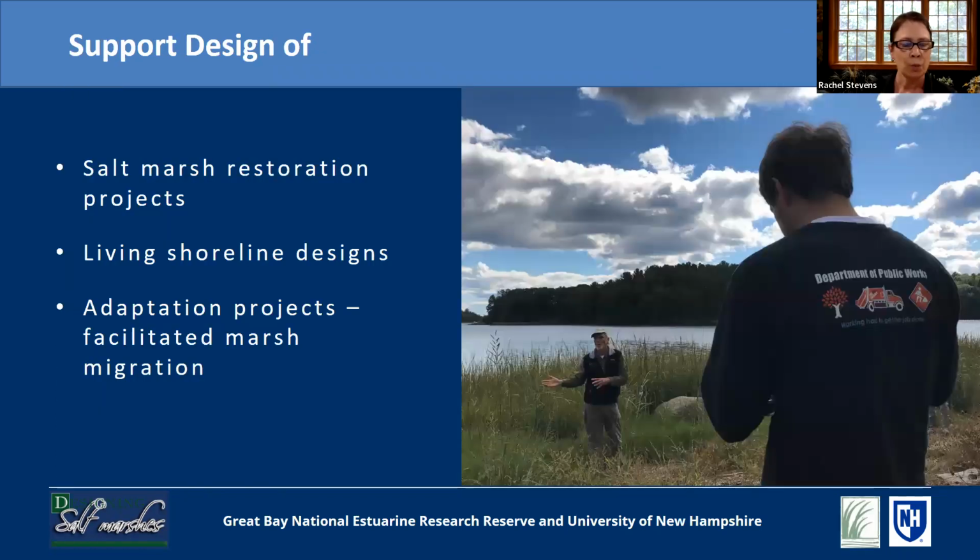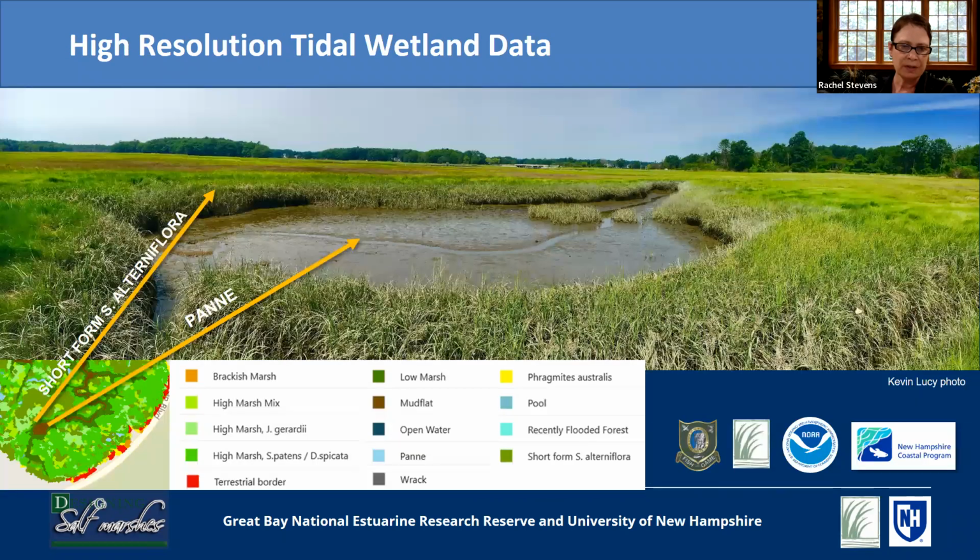So we hope that the data that we provide will be supportive of this type of study that Dave just overviewed. So restorations, living shorelines, and adaptation projects specifically facilitated marsh migration. And we could put this information together because we're fortunate to have a couple of really high resolution data sets. One is this high resolution land cover statewide for tidal wetlands.